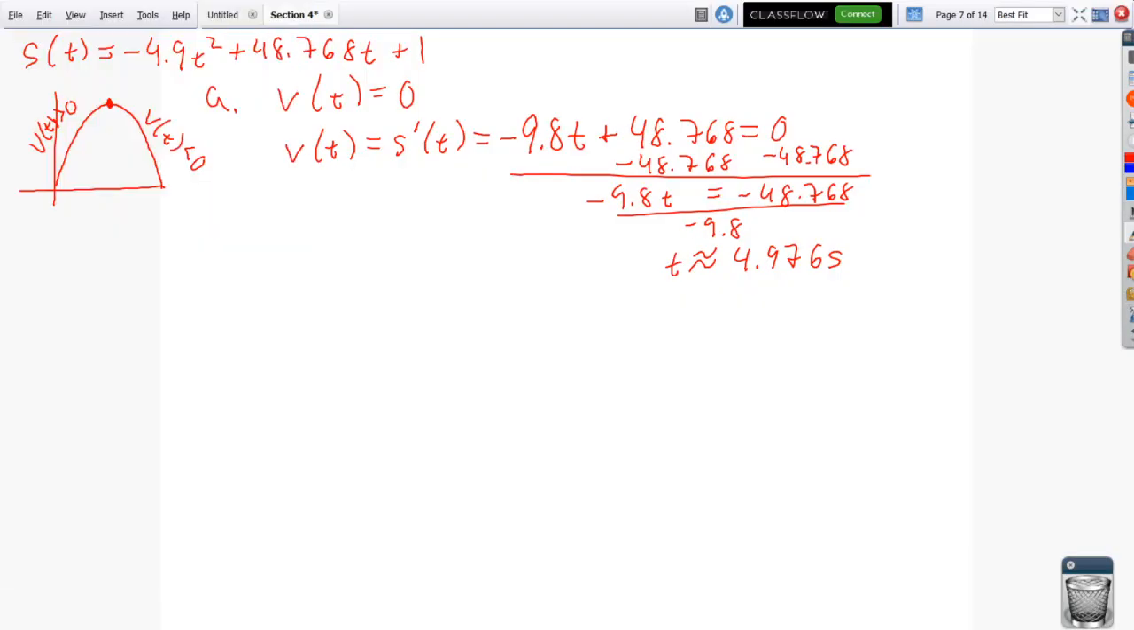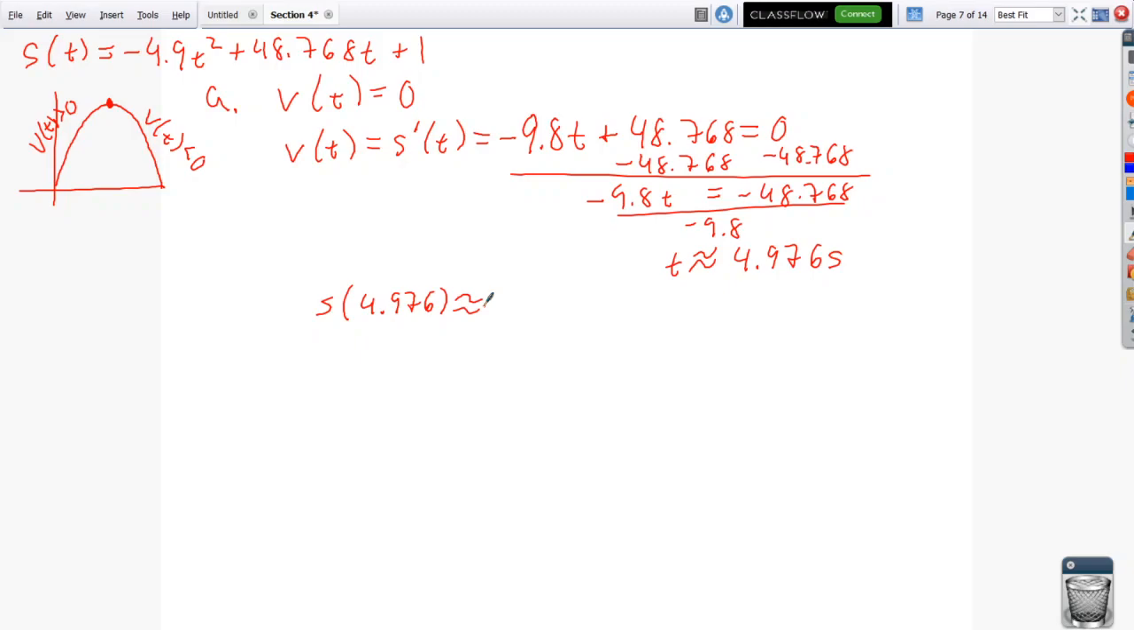Whoopsies. That's not it. I want to get rid of that. To find out how high the kitten or not kitten, whatever it is, went, we need to find out what is S of 4.976. And here, all you have to do is plug 4.976 into the original position function to find out how high the not kitten went.